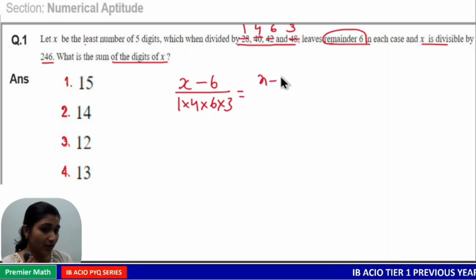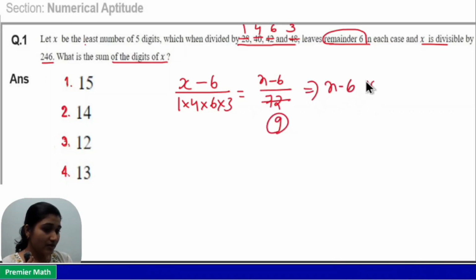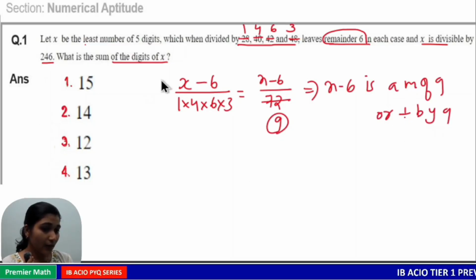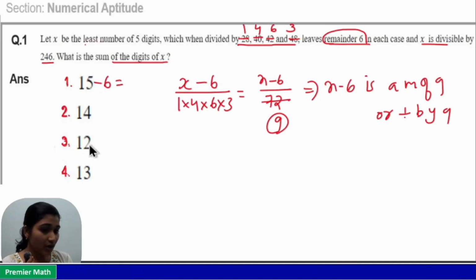That will become x minus 6 divisible by 4 into 3, 12, 12 into 6, 72. 72 digit sum is 9. Means x minus 6 is a multiple of 9, or divisible by 9. Now here in the options we have the digital sum of x, but we need the digital sum of x minus 6. So just subtract 6 from all the options.